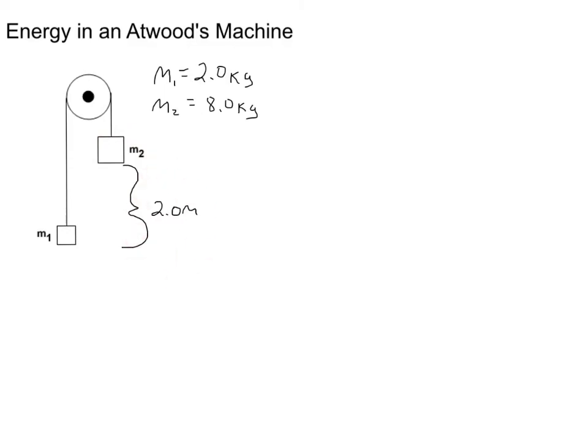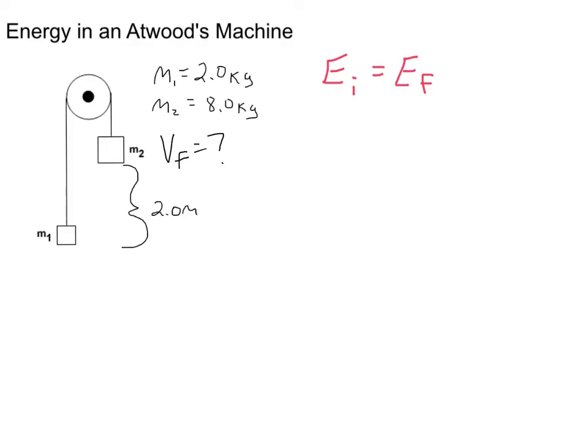When the system is released, we want to find out, say, the velocity of this system just before mass 2 strikes the ground. Now, if we were looking at this with the tools we've previously used to explore Atwood's machines, we'd have to do a bit more calculation. But as we're going to find with energy concepts, it becomes much more simplified. We're going to start by recognizing that the energy of this system will be conserved. My initial energy will equal my final energy.